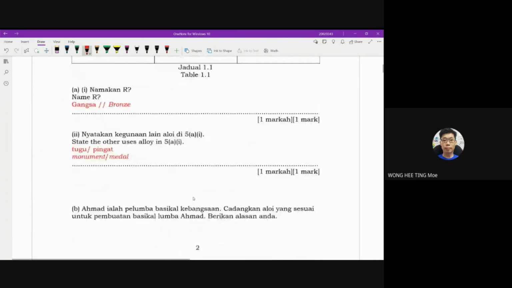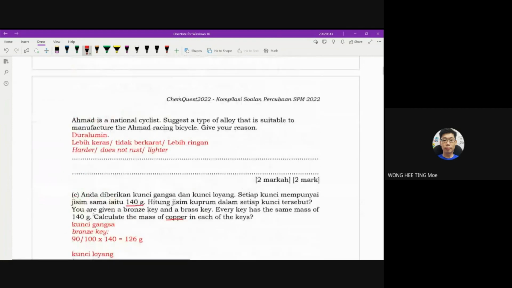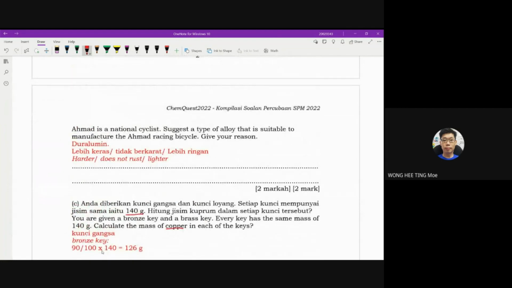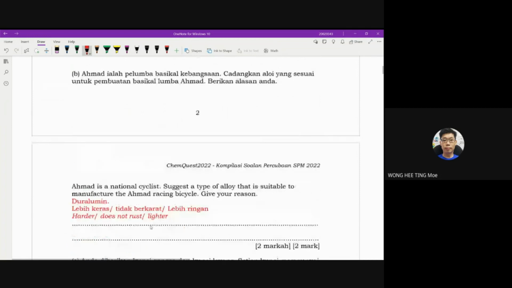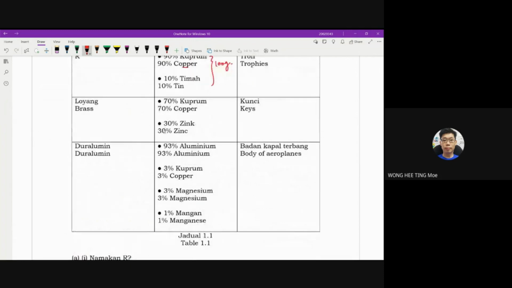So 90 over 100, then times 140. How many percent is it? 90%, over 100 times 140 gram. So it's 126 gram. Same case with the brass. We go to the brass here. Brass is 70, 30.